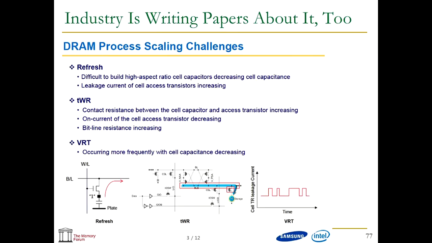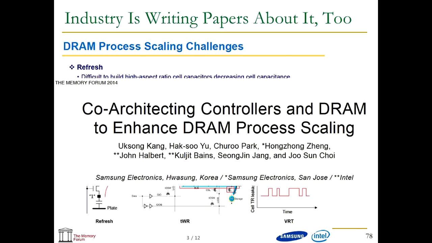As you can see, this is directly from their slides. Refresh, variable retention time, which we may talk about more, and the write latency increasing problems. But it doesn't matter. You can read the paper. It's a four-page paper. But the solution they proposed is to have an intelligent controller and co-architect it with DRAM so that you can solve some of these issues. Very similar to what I just discussed, right? The memory controller knows the address mapping inside the DRAM such that it knows what to refresh.